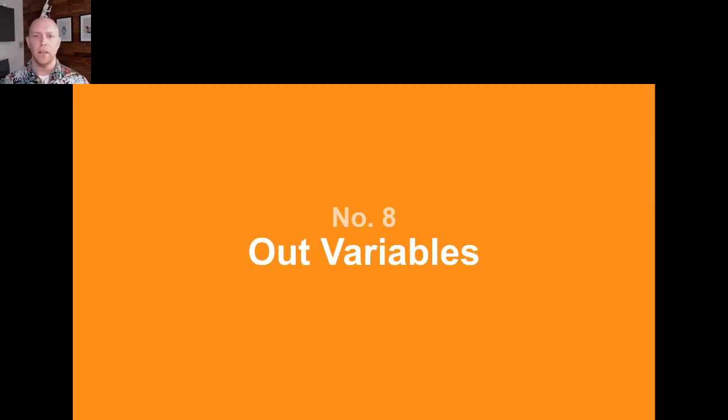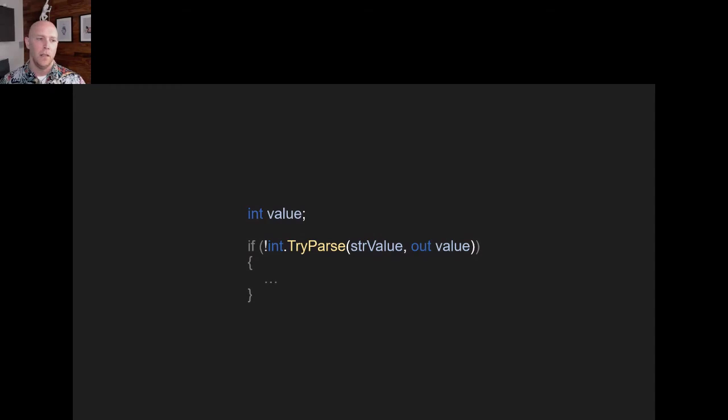At number 8, we're looking at out variables. This is a tiny little feature, but it's oh so important in my world. We've probably all written this piece of code here or something very similar. You have this TryParse method, very common in C#. You go int.TryParse, it needs an out value.